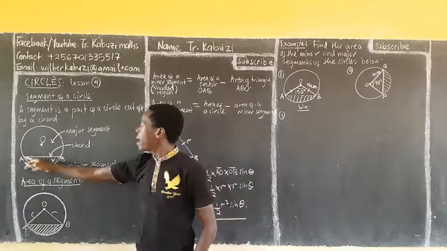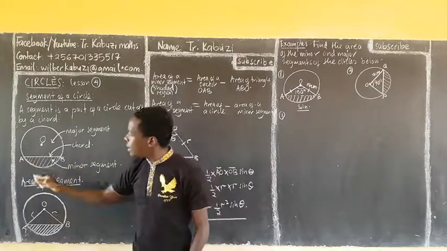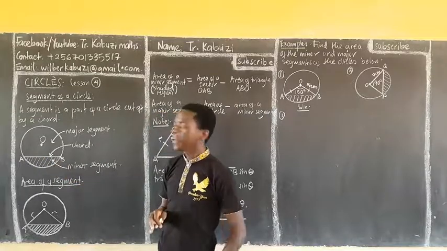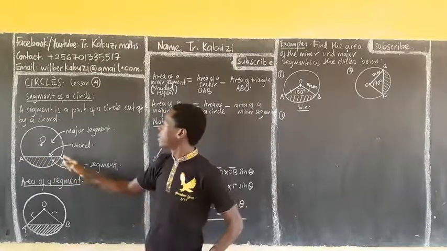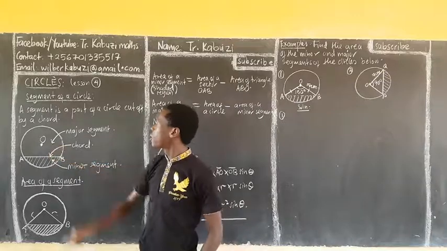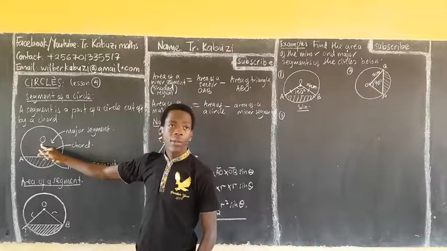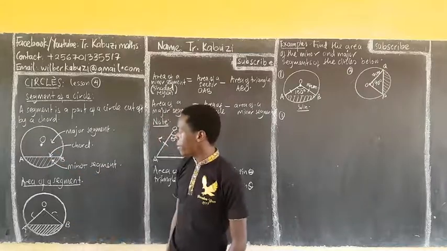So, if this is my chord AB, you see that this one here is what we call the minor segment because it's the smaller segment compared to this, and this one is called the major segment. Now, this one here is what we call the center of that circle.